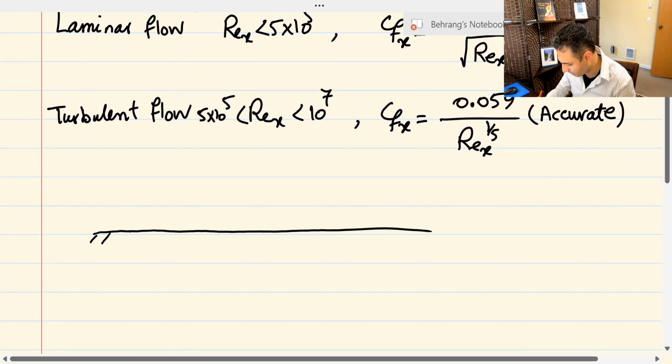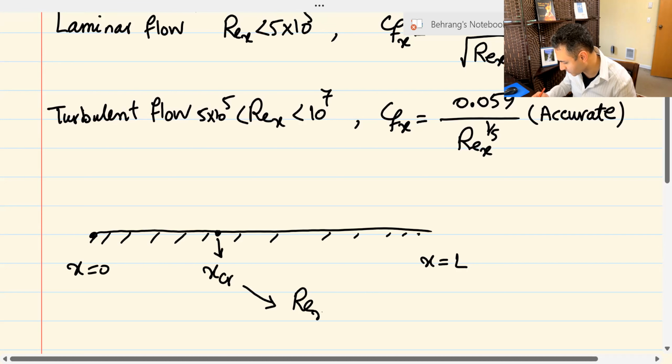This is that flat plate. Somewhere in the process, you have the critical X. What does critical X mean? This is X equals 0, and this is X equals L. Critical X is where Reynolds X critical becomes 5 times 10 to the 5th, like that.